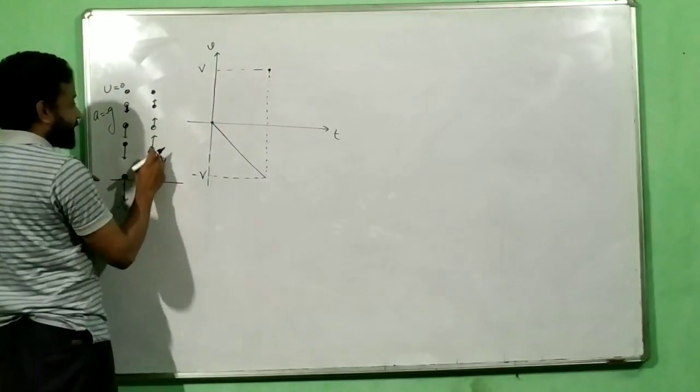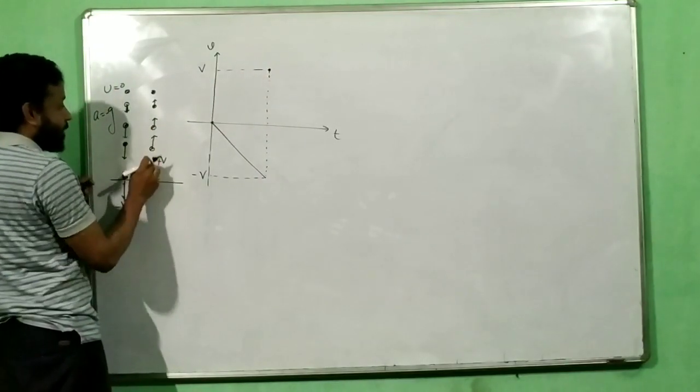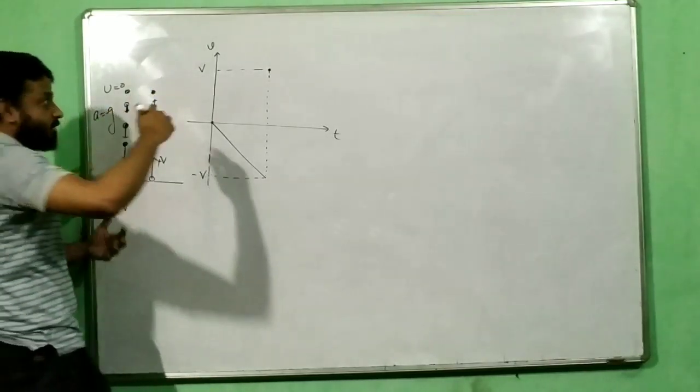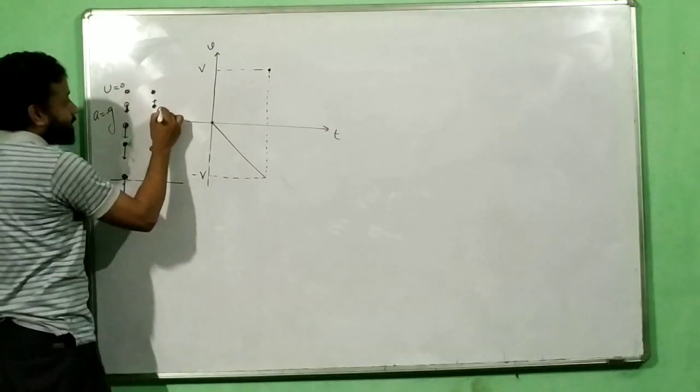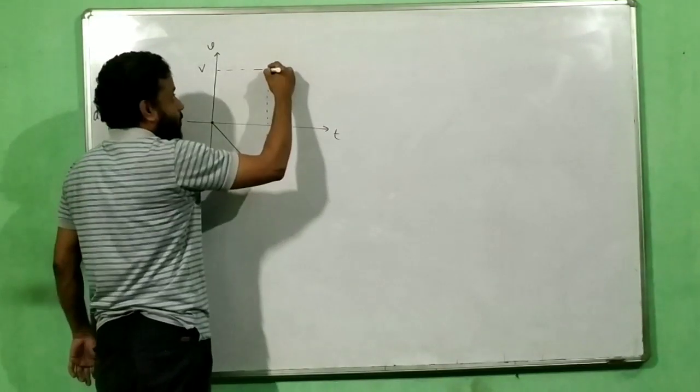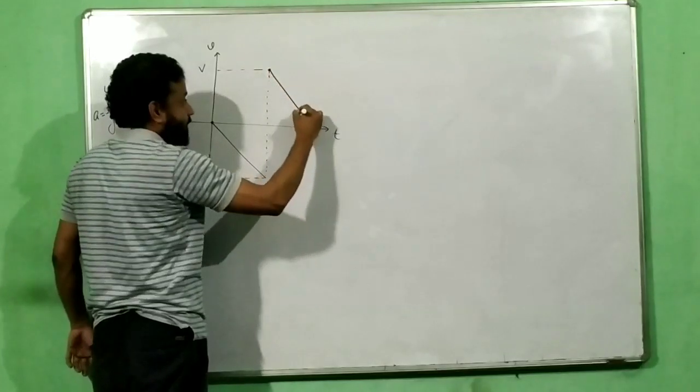With +b it is decreasing: 5, 4, 3, 2, 0, because it is coming up against gravity. Against gravity means the acceleration is still -g, because acceleration is acting in the downward direction, so negative slope. So velocity should decrease, and so it is decreasing.